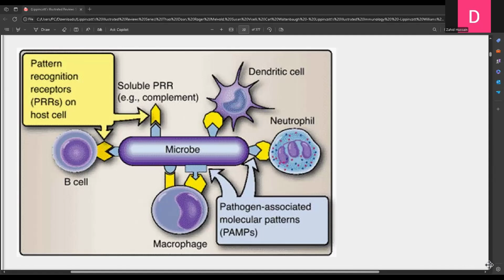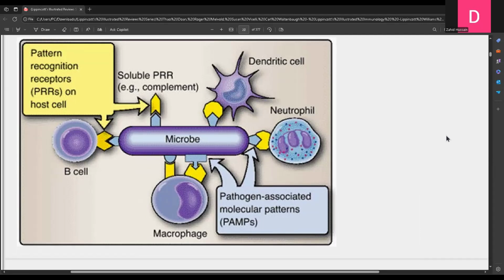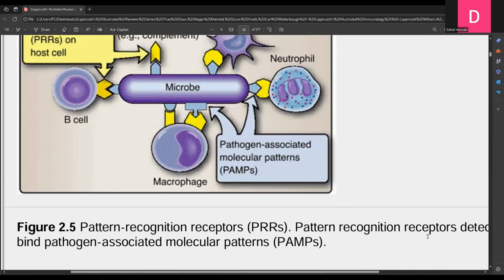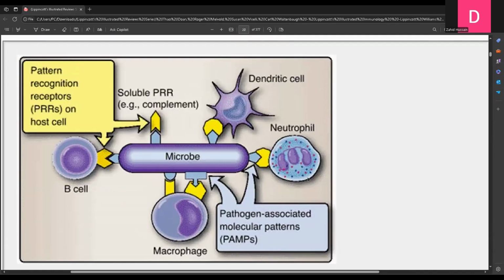So we see that pattern recognition receptors detect and bind pathogen-associated molecular patterns. You can see that complement proteins, B cells, dendritic cells, neutrophils and macrophages have these pattern recognition receptors, which recognize microbes, and then after recognition they start to react and destroy that pathogen. Thank you.